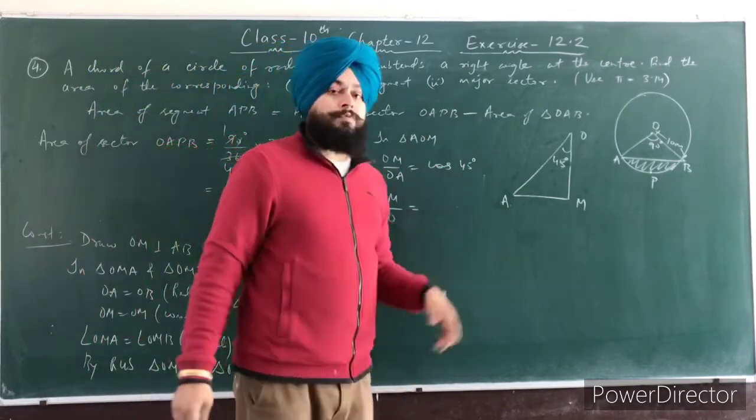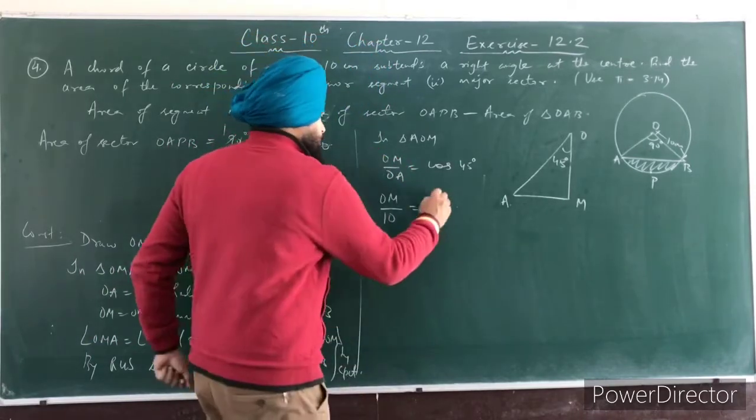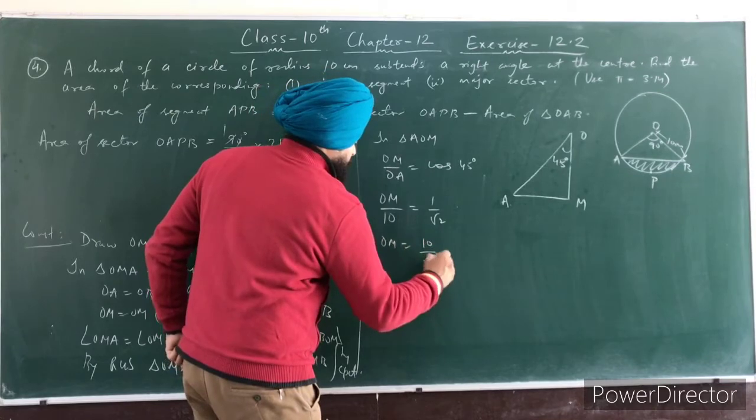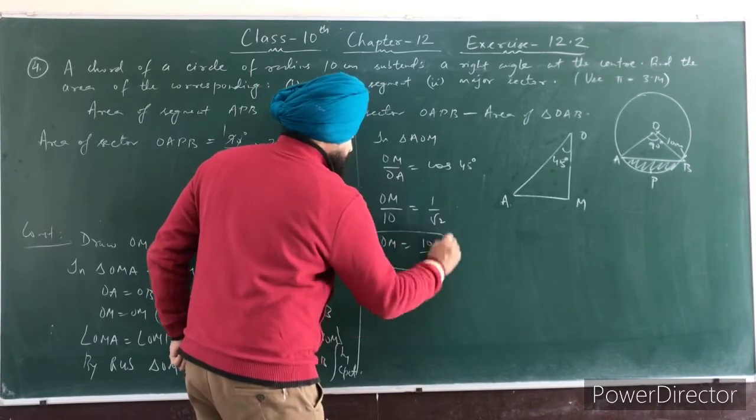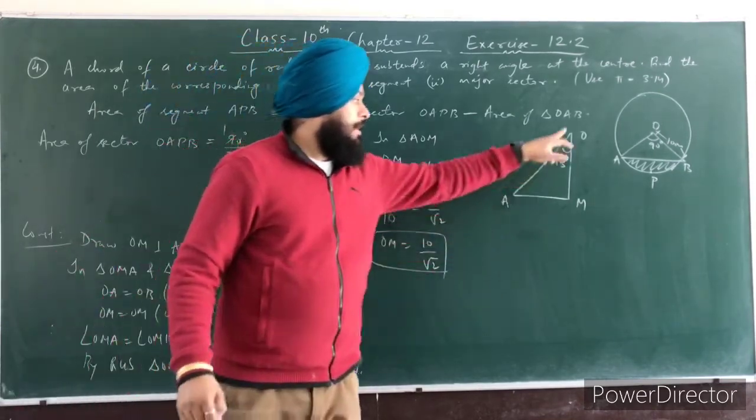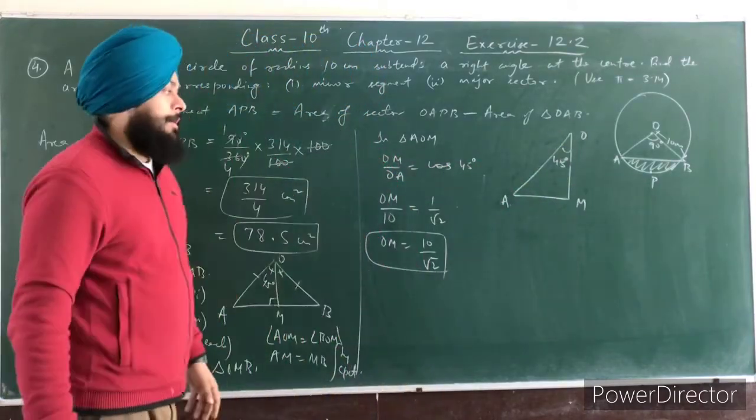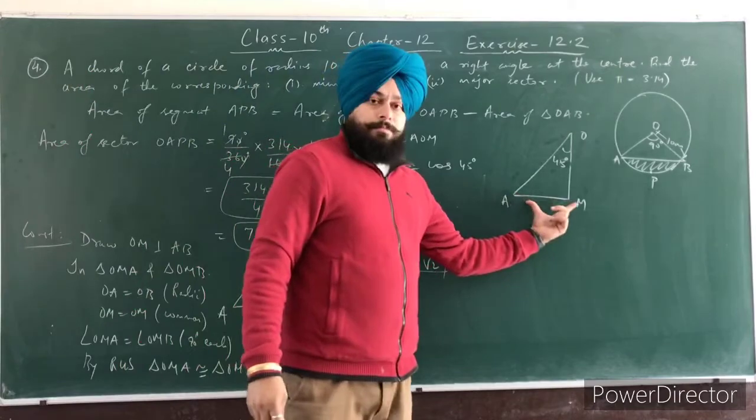The value of cos 45 is 1 over root 2. So OM is equal to 10 over root 2. This is the height of triangle OAB. Now we can find AM.